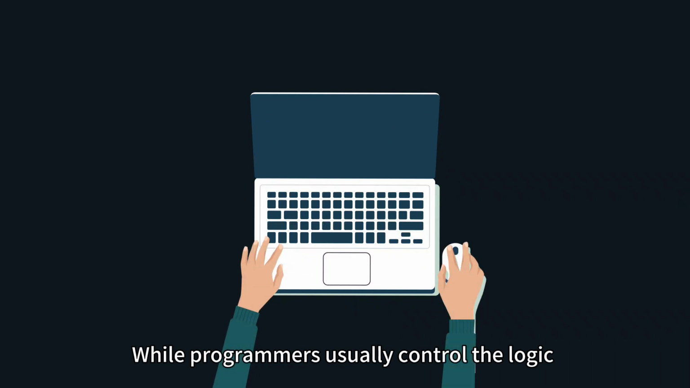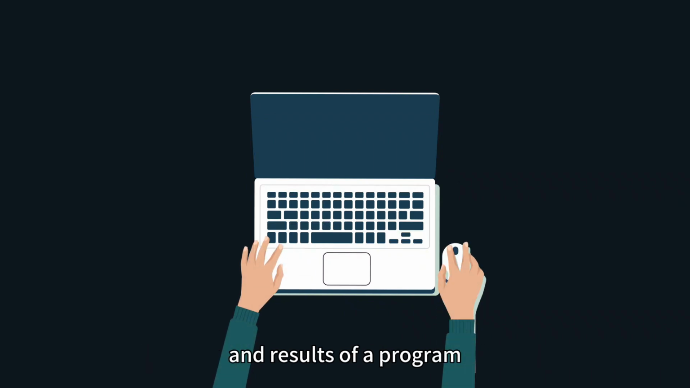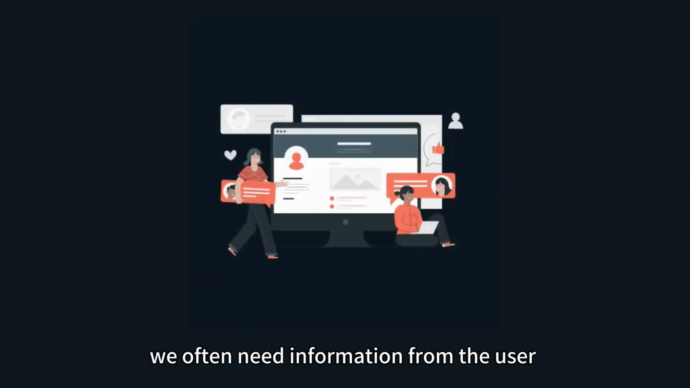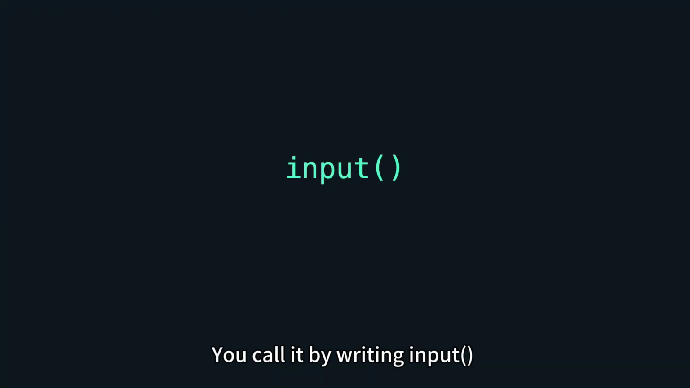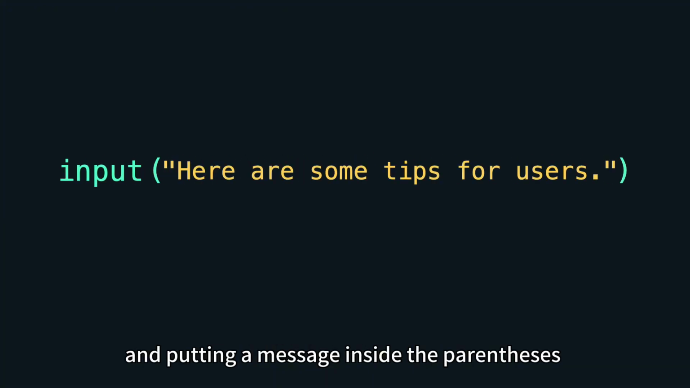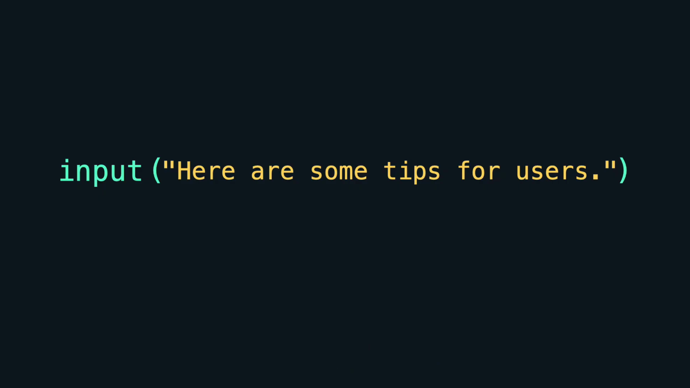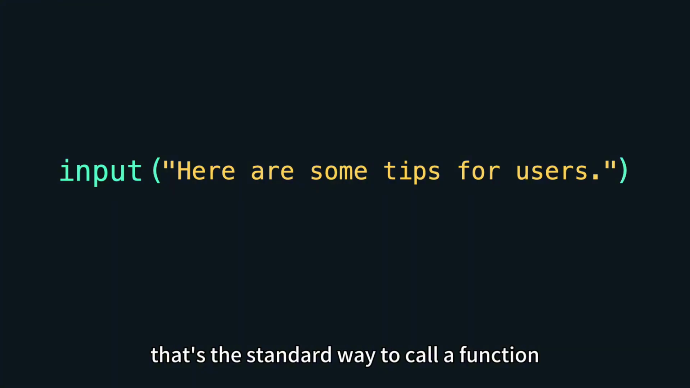While programmers usually control the logic and results of a program, we often need information from the user so we can return personalized output. Python's input function lets you read whatever the user types. You call it by writing input and putting a message inside the parentheses to prompt the user. By now you know the pattern: a function name, parentheses, and arguments inside. That is the standard way to call a function.